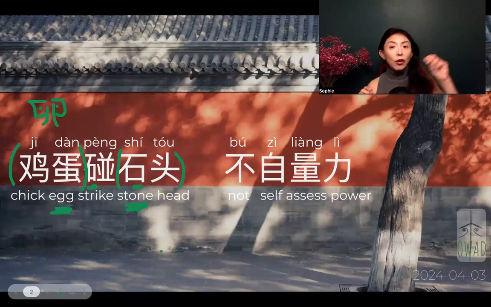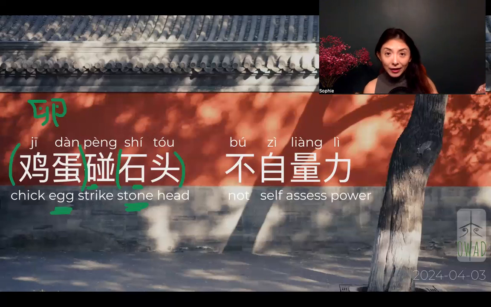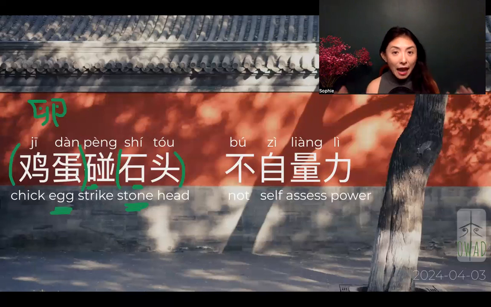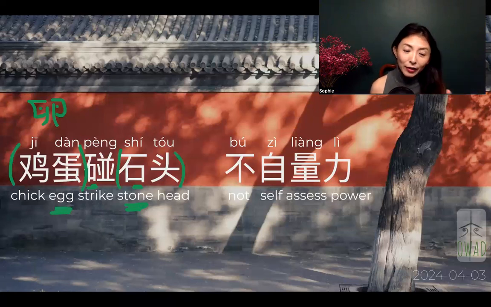It's not a historical reference as we talked about yesterday, like a historical figure 3,000 years ago. No, this is everyday practical understanding, like common sense. You don't have to do it. You can just see what would happen if you crack your egg onto a stone. The egg will be cracked, not the stone.